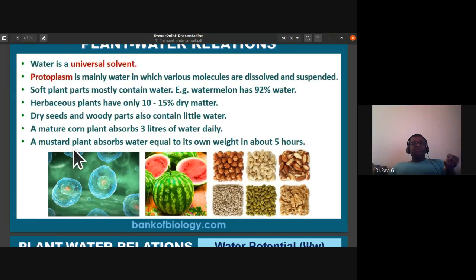Mustard is the sarson, from which we get sarson ka tel. So a mustard plant absorbs water equal to its own weight in about 5 hours. Just assume it is 15 gram in weight, then it absorbs 15 gram of water within 5 hours. I'm just giving you an example.